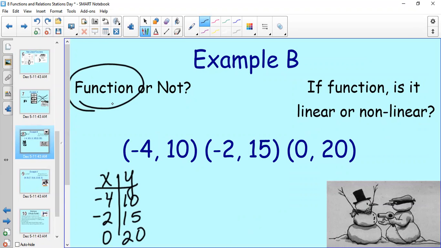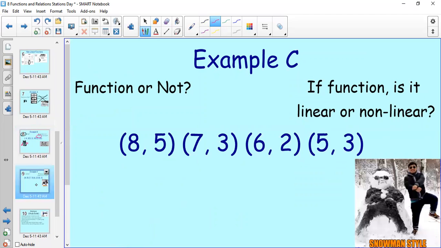Now I have to decide what kind of function. Is it a linear function or is it a nonlinear function? And that depends on the rate of change. So let's see if it's a constant rate of change. So our x's are going up by 2. That one was constant. So let's look at our y's. Our y's were also going up, but this time they're both going up by 5. Again, constant rate of change. So this is a linear function. Okay, let's try one last one.